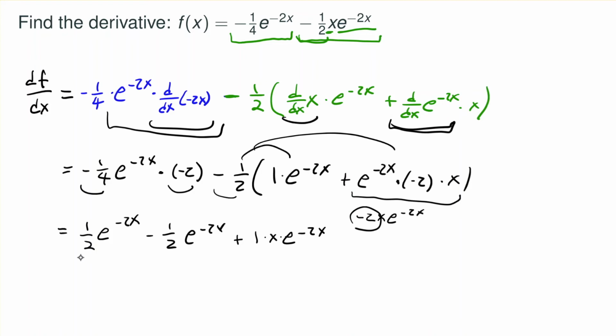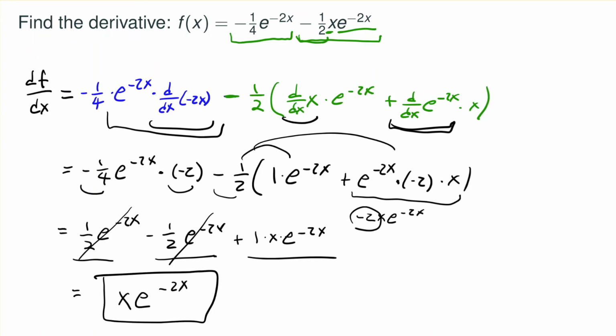Now here, these are the same thing but different signs. So collect like terms, these two cancel out. So the only thing we have left as the final answer is this one, x e to the negative 2x. So this is the derivative of this function right here.